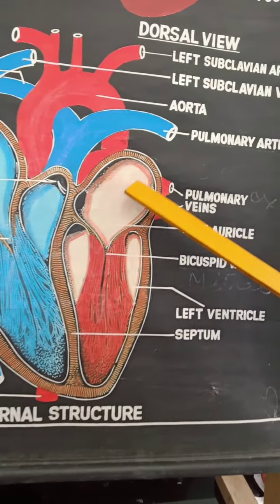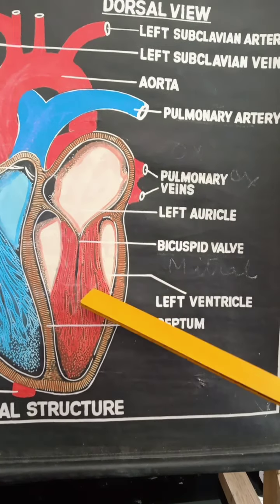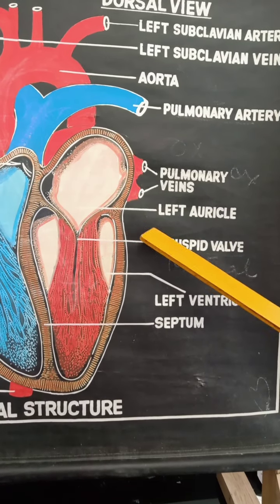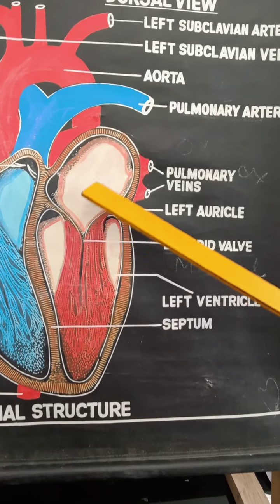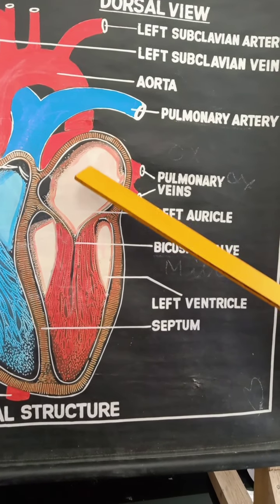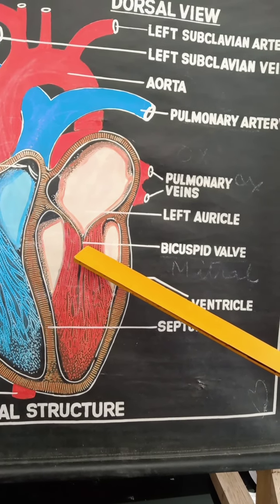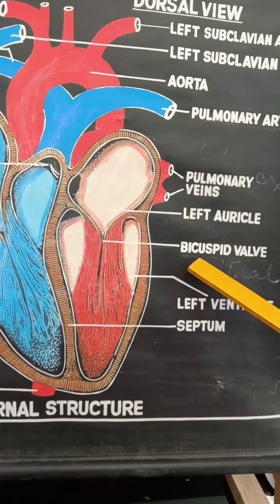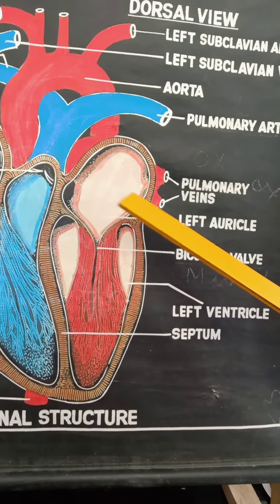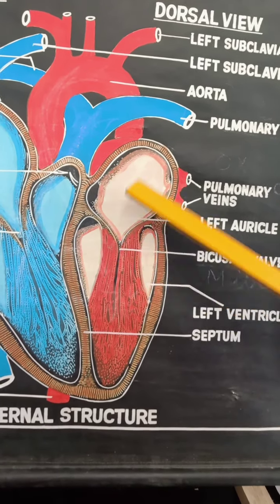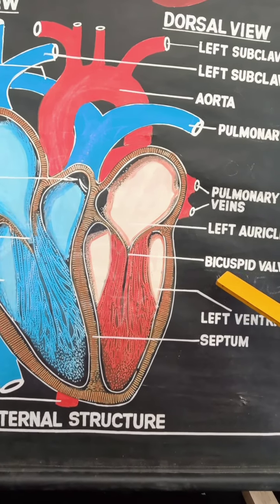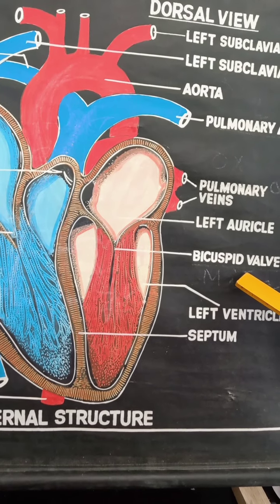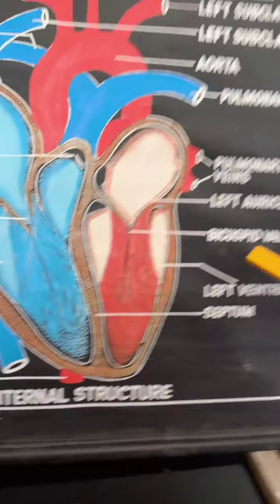Similarly, on the left side chambers, the opening of the left auricle into the left ventricle is guarded by the same type of valve, which is known as the bicuspid valve. The bicuspid valve has 2 cusps, and the flow of the blood is maintained with the help of this type of valve.